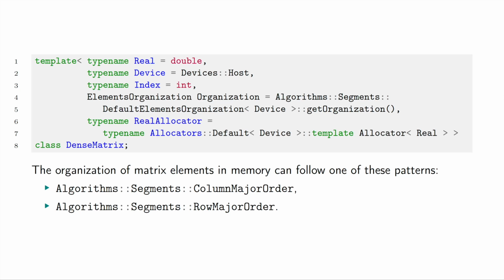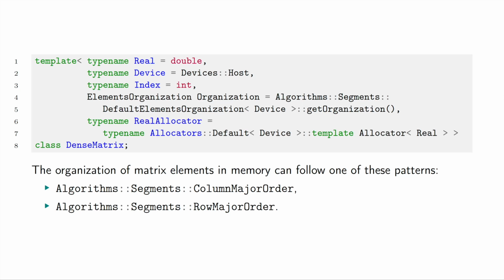In TNL, a dense matrix is represented by the templated class DenseMatrix. This class has several template parameters. The first parameter, Real, specifies the numeric type of the matrix elements. The second parameter, Device, specifies the device where the matrix should be allocated. The third parameter, Index, determines the type used for indexing the matrix elements. The last parameter, RealAllocator, is the allocator for matrix elements, which has a default setting and usually does not need to be specified explicitly.